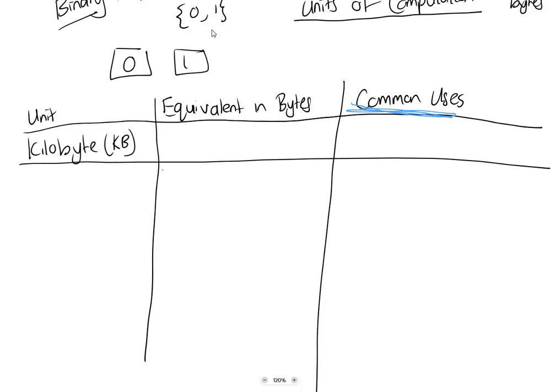So a kilobyte is about 1024 bytes. Remember, a byte is 8 bits. This is more or less 2 to the power of 10 bytes. When we use kilobytes, we often refer to text documents and other similar things, like a whole bunch of files that represent some characters or numbers. That is the typical unit for text documents, so kilobytes.